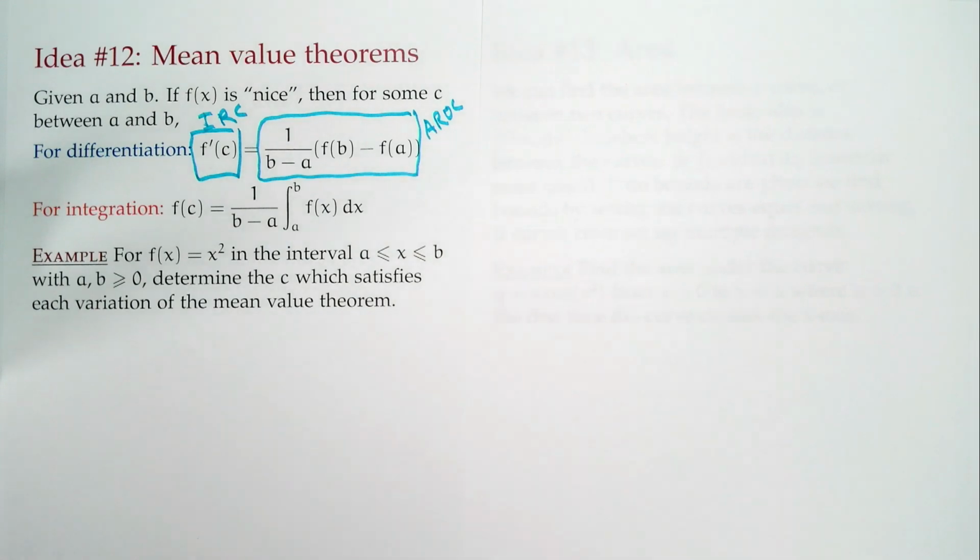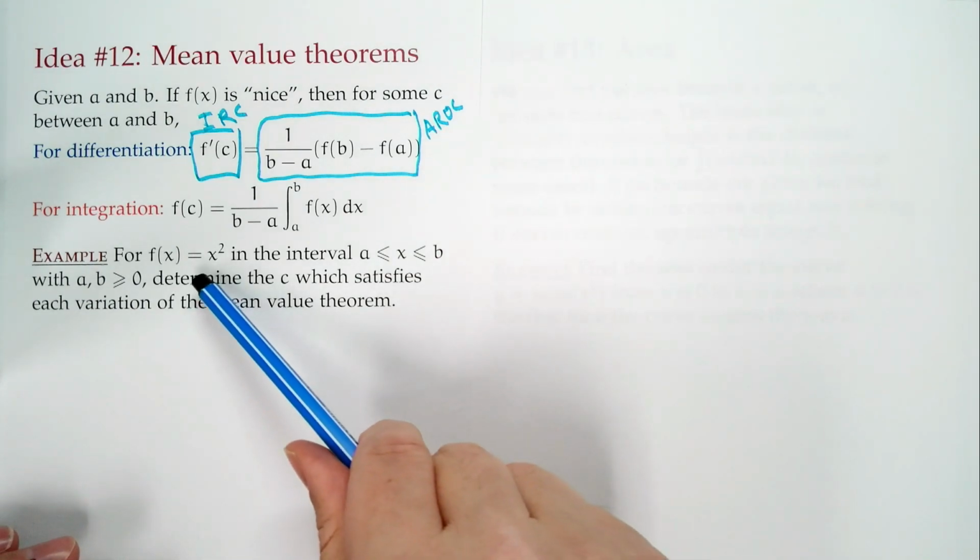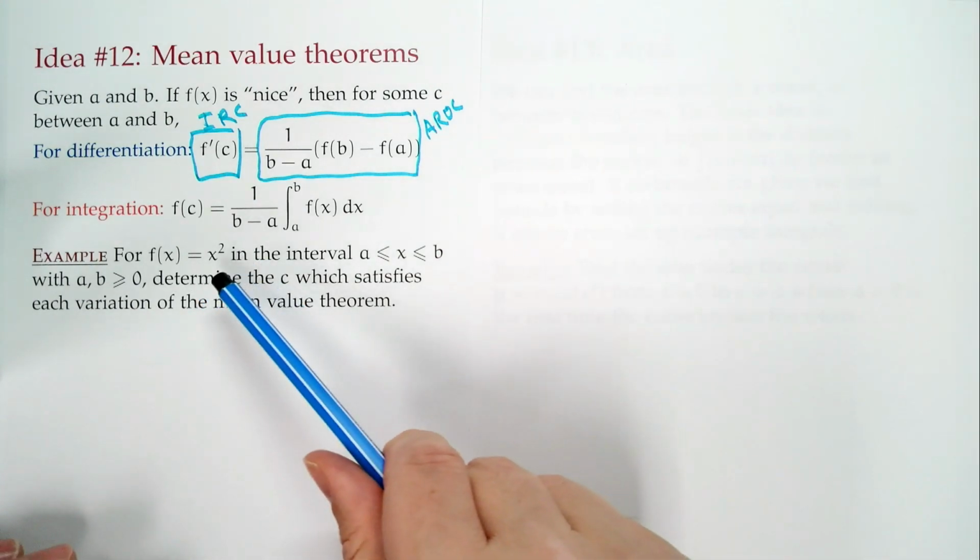They're not the same. Suppose our function is x squared, and we're going in the interval a less than or equal to x less than or equal to b, and a and b are both positive numbers. So determine the c which satisfies each variation of the mean value theorem. So the nice thing about our function f of x is it's really easy to compute things.